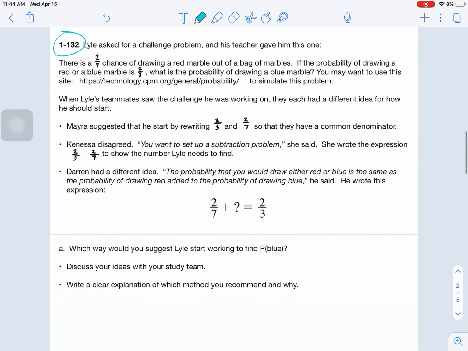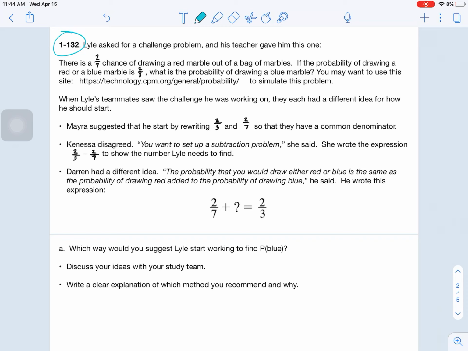For 132, Lyle asked for a challenge problem and his teacher gave him this one. There is 2/7 of a chance of drawing a red marble out of a bag of marbles. If the probability of drawing a red or a blue marble is 2/3, what's the probability of drawing a blue marble? You may want to go to that site if you want to simulate the problem, okay?